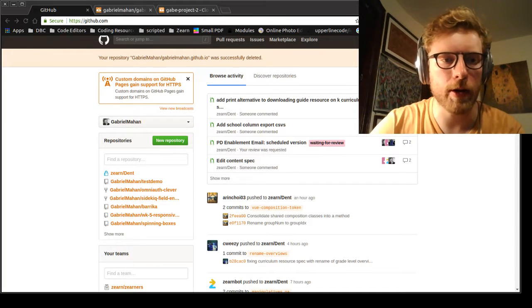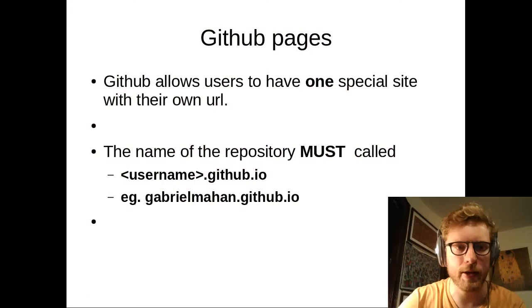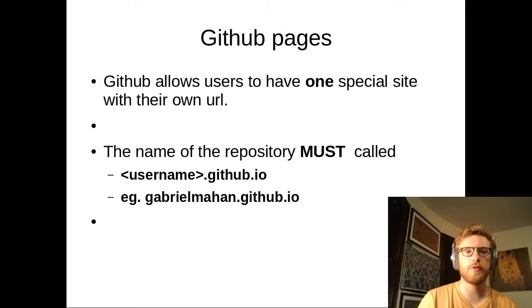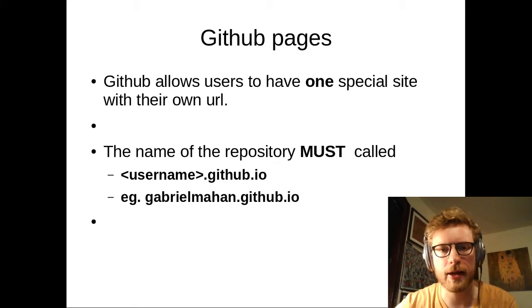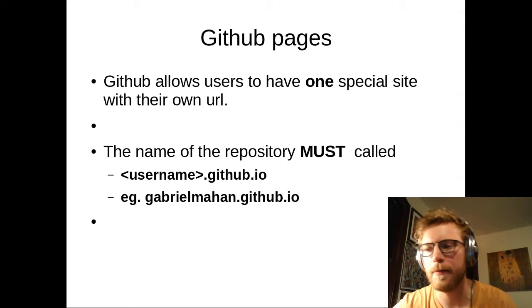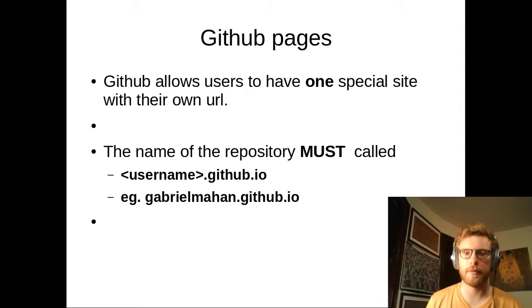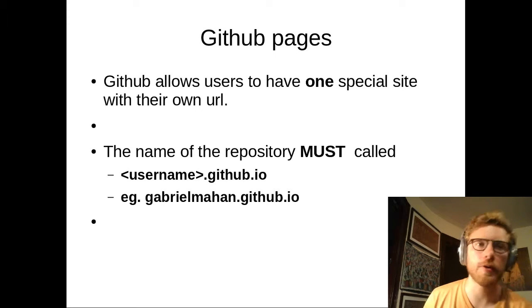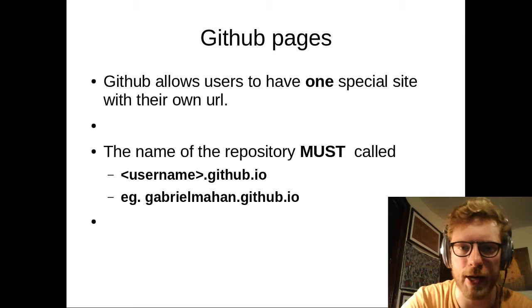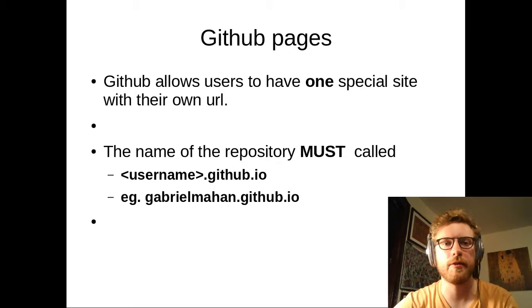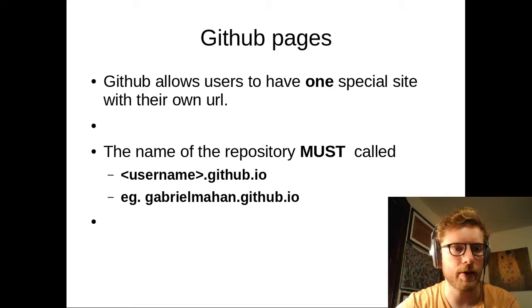But for now, we are going to make our own website, and we're going to call it something very particular. We're going to call it our username.github.io. So for example, in my case, gabrielmahan.github.io. I'm going to call our project that, because that will allow me to use a special site called GitHub Pages. GitHub gives every user their own free website where you can go to your username.github.io, and it'll work out just fine. I'm going to show you how this could work.